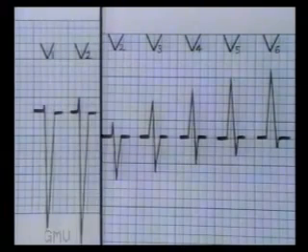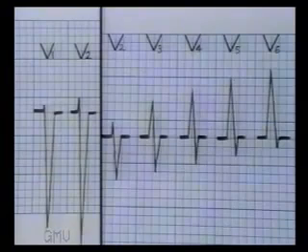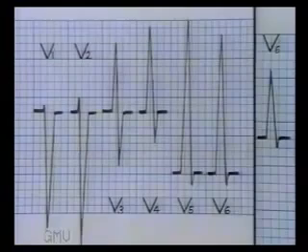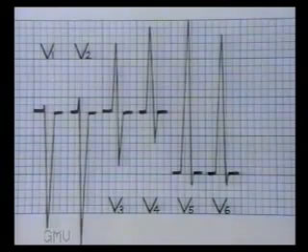Now in left ventricular hypertrophy, note that there are deep S waves in V1 and V2. R and S waves are equal in V3. And there are very tall R waves seen in V5 and V6. That is, in left ventricular enlargement, there is normal progression from negative deflection in lead V1 to positive deflection in lead V6, but the amplitude of the waves increases.